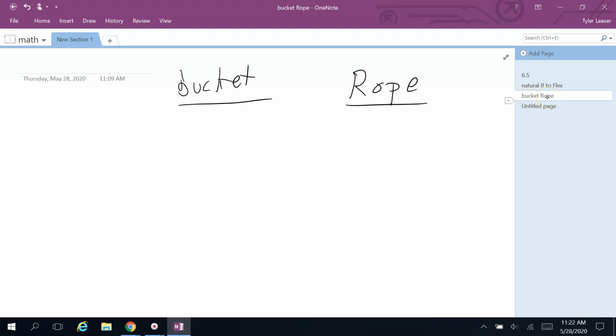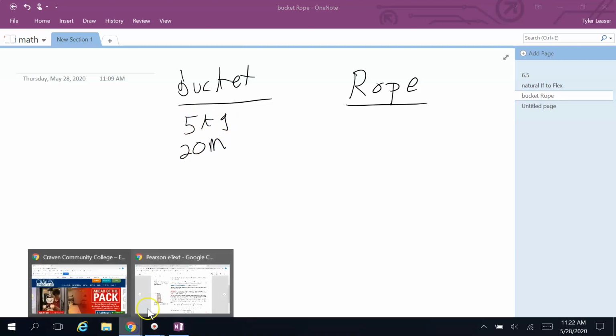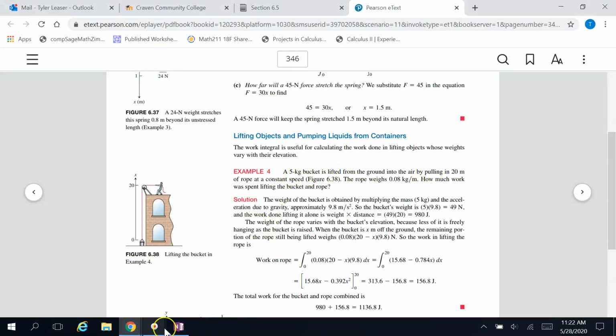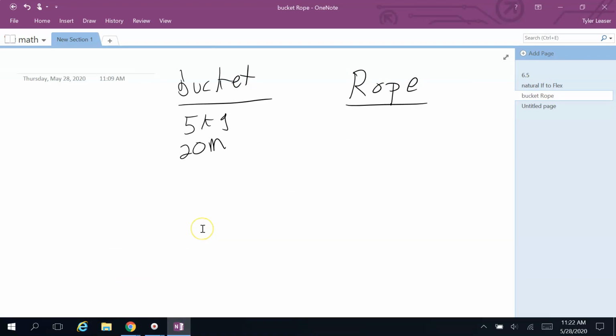Okay, so with the bucket, remember the bucket weighed 5 kilograms, and we're trying to move it 20 meters, I think it was, right? 20 meters up to the top of the rope. The bucket's weight is not changing, which means that we are not doing variable work for the bucket. We're just doing constant work for the bucket.